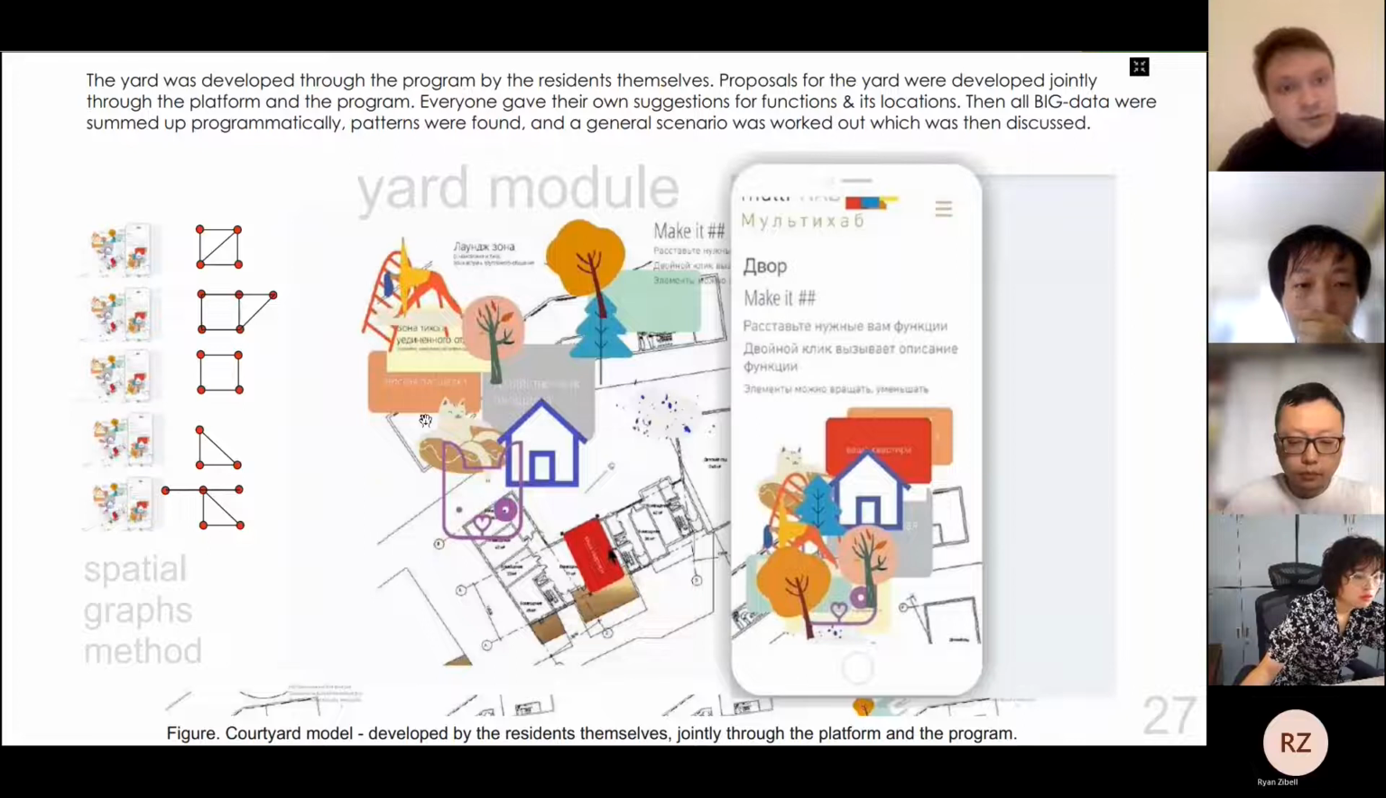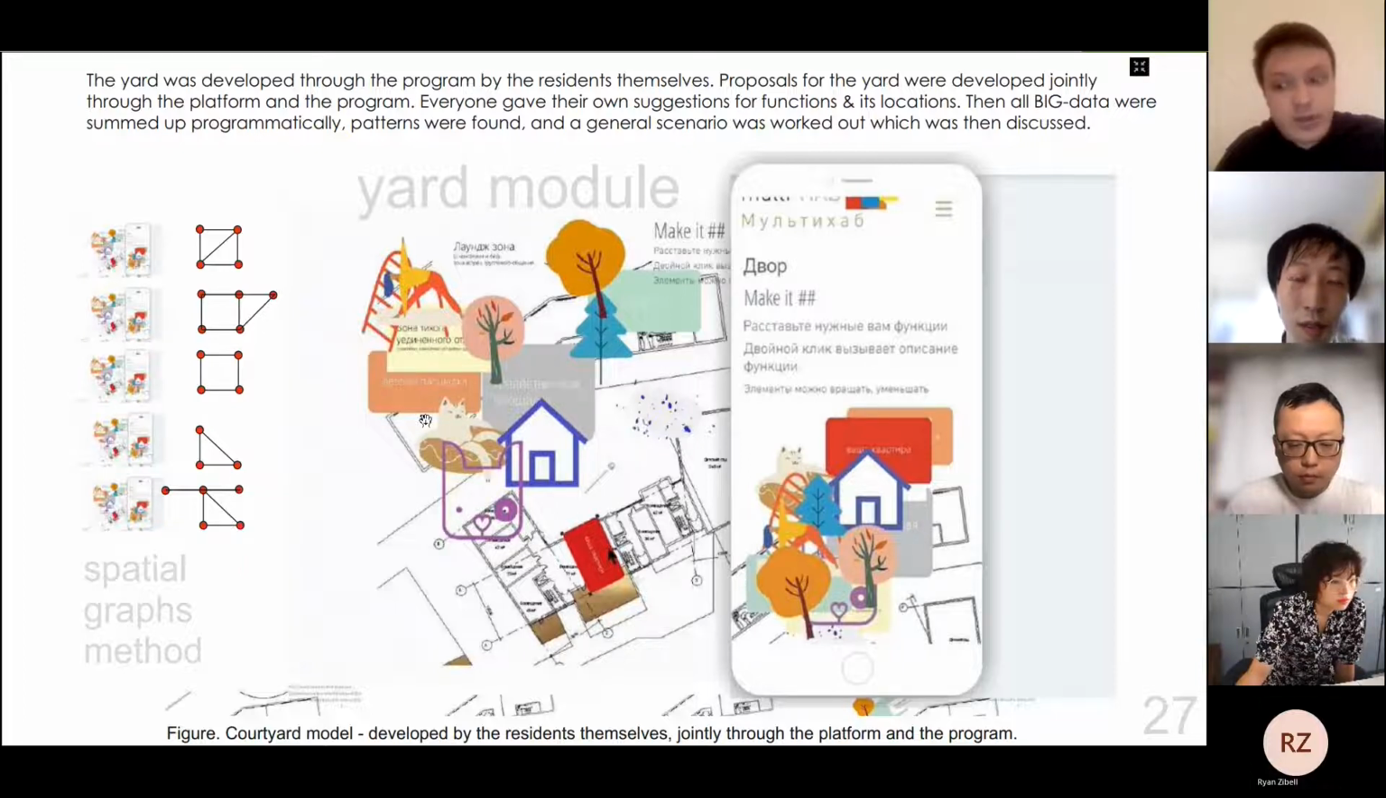The yard was developed through the program by the residents themselves. The proposals for the yard were developed jointly through the platform and program. We used a special graphs method. Everyone gave suggestions for functions and locations. Then all the big data were summed up programmatically. Patterns were found and a general scenario was worked out.